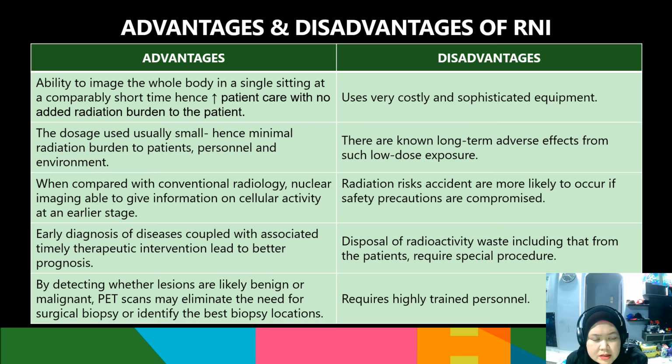So the advantages of the RNI: this is the ability to image the whole body in a single sitting in a comparably short time, hence increased patient care with no added radiation burden to the patient. The dosage used is usually small, hence minimal radiation burden to patients, personnel and environment. When compared with conventional radiology such as CT scan, MRI or ultrasound, nuclear imaging is able to give information on cellular activity at an earlier stage. Early diagnosis of disease coupled with associated timely therapeutic intervention leads to a better prognosis. By detecting whether lesions are likely benign or malignant, PET scan may eliminate the need for surgical biopsy or identify the best biopsy location.